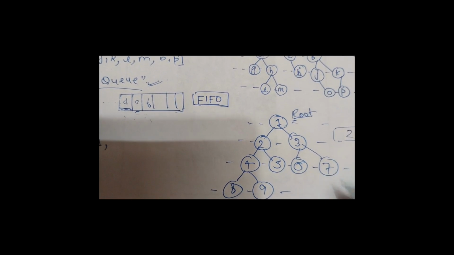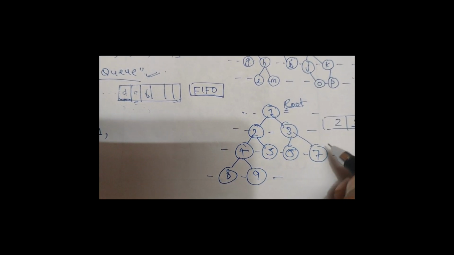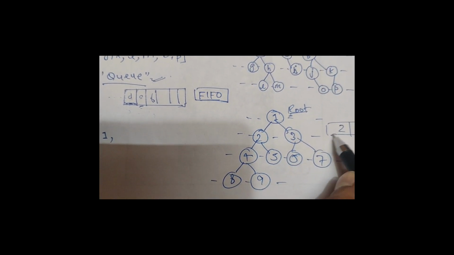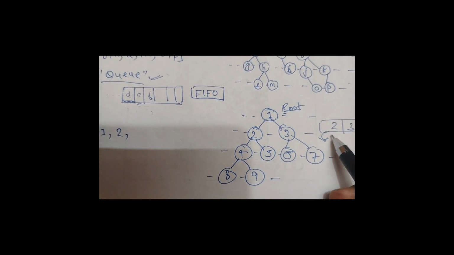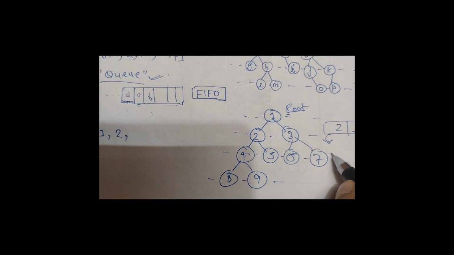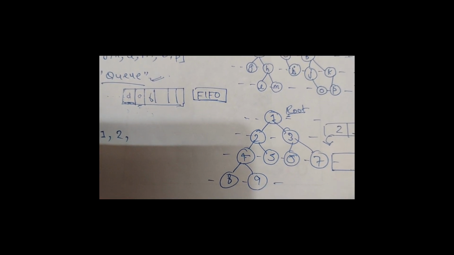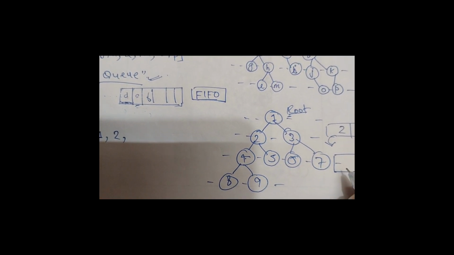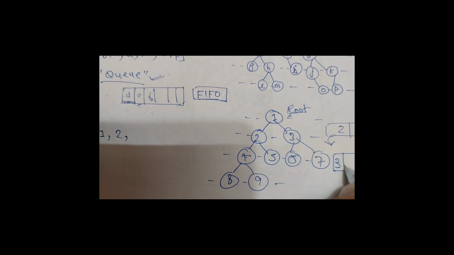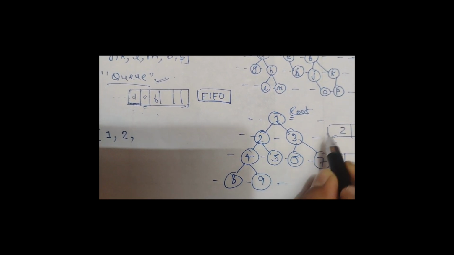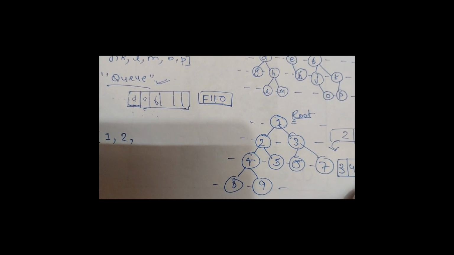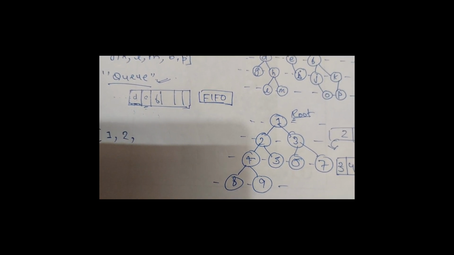Then when I move to the next level, I'll pop out the first one, that is, I'll print 2. I'll check what are the left and right of 2, and store them also in the queue. I have 3 already. I'll store the left and right of 2, that is 4 and 5. Okay, then this is done.